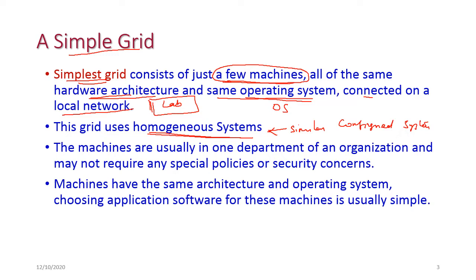The machines are usually in one department of an organization and may not require any special policies or security concerns, because all the systems will be installed in one single laboratory, and we cannot allow other persons to enter that lab. So there is no need for security or special policies for the users. And machines have the same architecture and same operating system, and the choice of application software is also the same for these machines, which are usually simple. So this is called a simple grid.